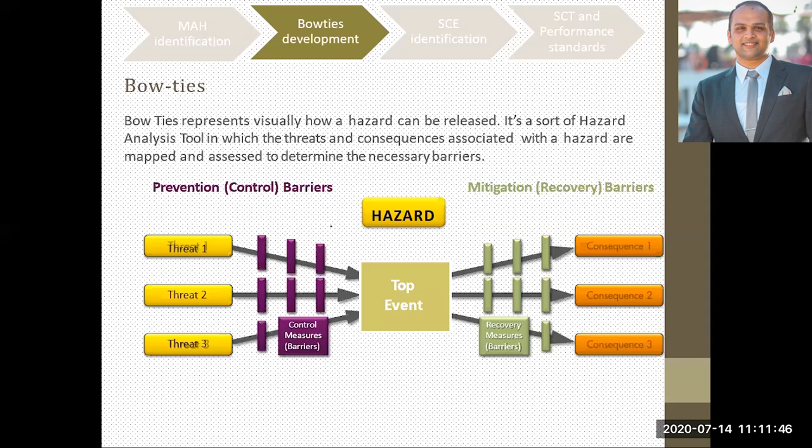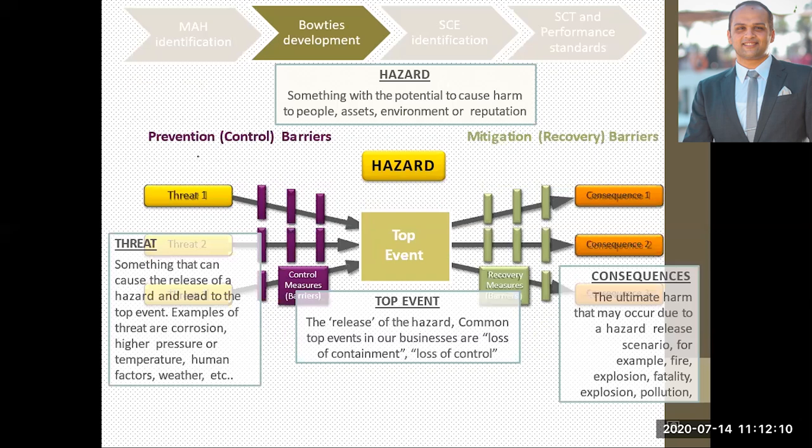And we use it only when we decide that we have to analyze a major accident hazard. So as we've said before, if the risk is very high, so it's a major accident hazard, then we have to go to bow ties. So bow ties consist of what? We have on the left hand side a threat, top event, consequences, and the hazard itself.